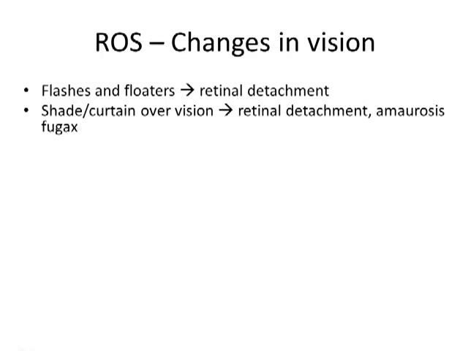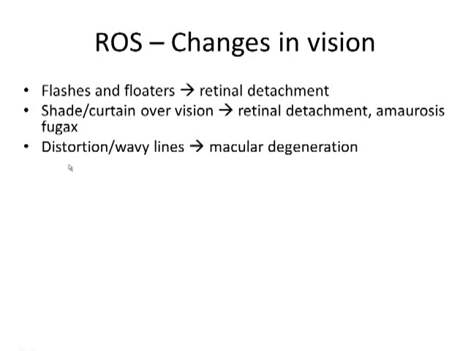Other things you can ask about: was there a shade or curtain over their vision? This can again signal retinal detachment, but you also probably learned about something called amaurosis fugax, where there's a transient loss of vision in one eye that may come like a shade across the vision. You can ask about distortion or wavy lines. So you can say, does it look like the lines on the road are wavier than usual, or things are looking a little distorted or weird? And this is usually the first sign of something called macular degeneration.